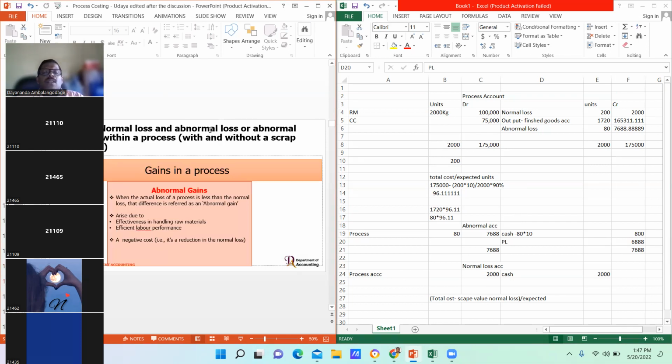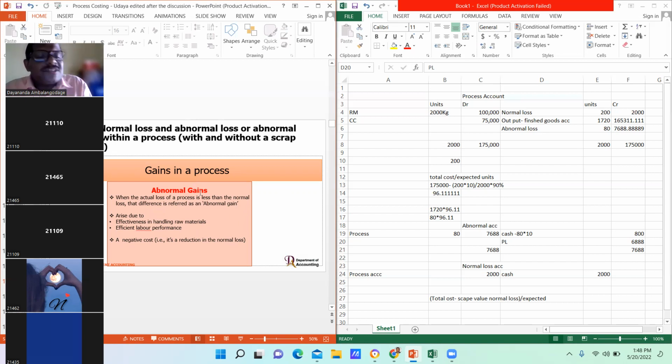Normal loss and abnormal loss, abnormal gain within a profit. Now we are introducing another concept. We introduced the normal loss, we introduced the abnormal loss, and we discussed the normal loss and abnormal loss with scrap value. Now we are discussing abnormal gain. Abnormal gain is a gain in a process when the actual loss of the process is less than the normal loss. That difference is referred to as abnormal gain, arising due to effectiveness in handling raw material, efficient labor performance, a negative cost, a reduction in the normal loss.